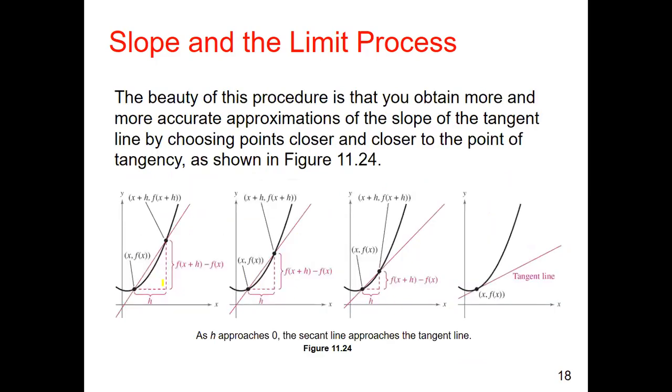So here's a visualization of that. So the closer and closer this gets to the original point that I want, what's happening? My secant is going from being a secant to becoming a tangent line. And that's why, what is the limit? What is it approaching as it gets closer? As your change in h gets closer to 0. And that's why it's the limit of this function.